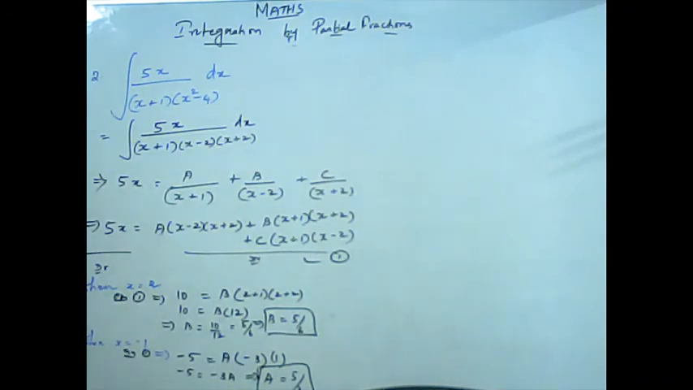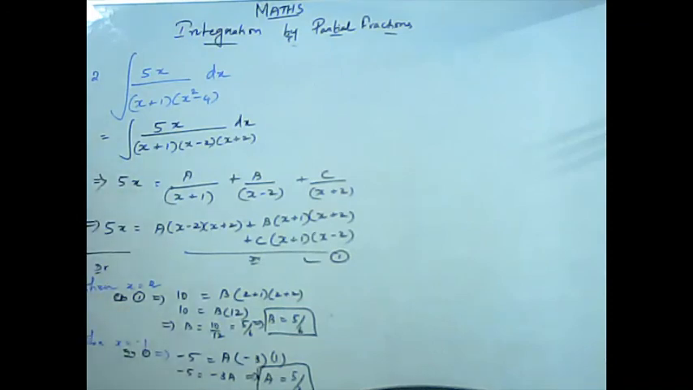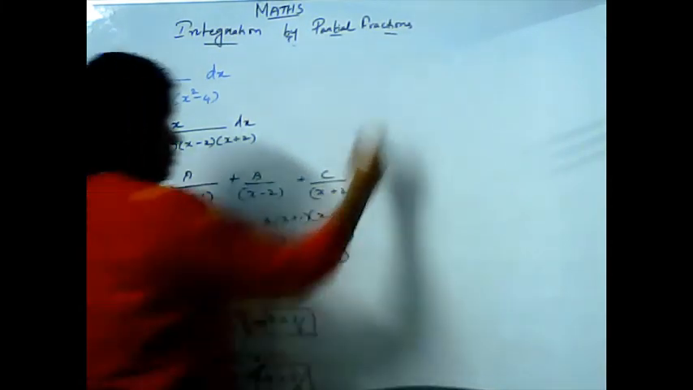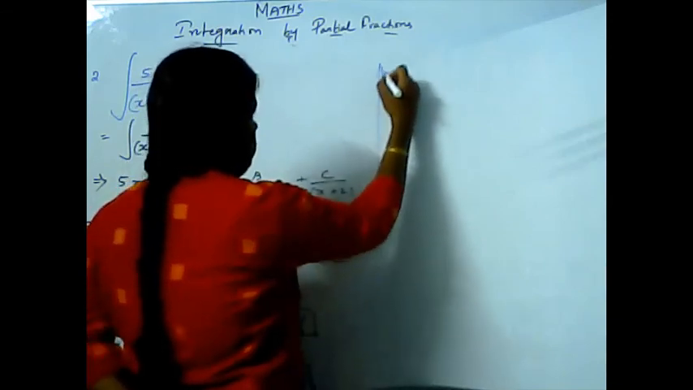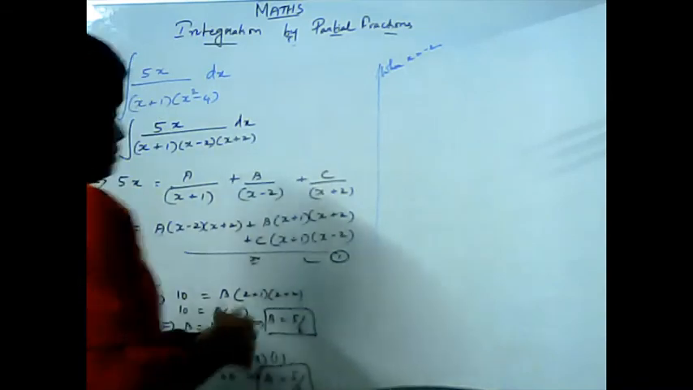Next we are supposed to find the constant C. What is the other way we can do to find out C? I should be left with C. So when I take x is equal to minus 2, I will be able to get that term.